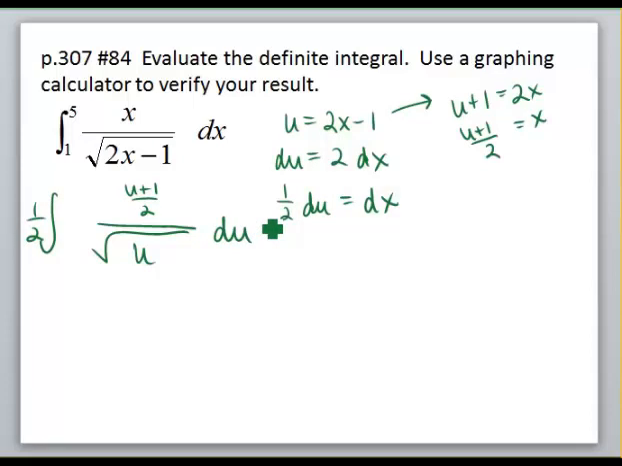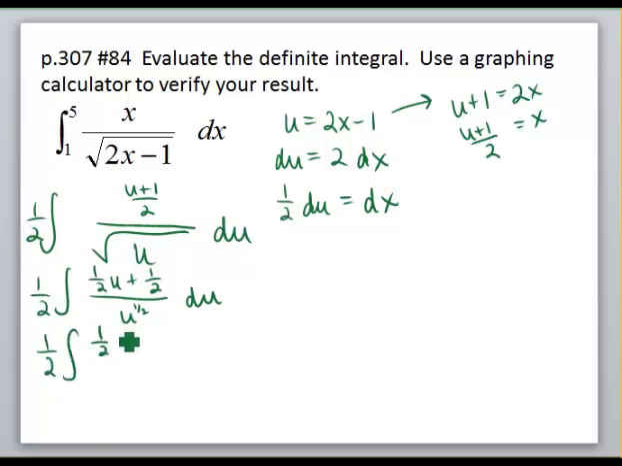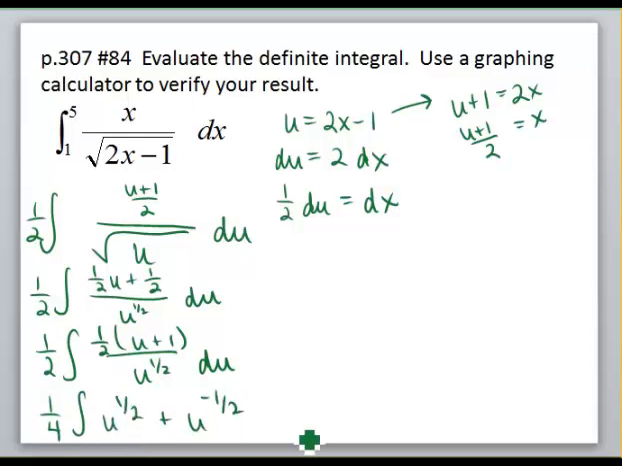So as I look at this, I am going to first rewrite this as 1/2 u plus 1/2 all over u to the 1/2 du. Let's see what this allows me to do. Well, I could actually pull out my 1/2 because there's a 1/2 on each one of these. So I have 1/2, and I'm going to go ahead and rewrite this. 1/2 u plus 1 all over u to the 1/2, just in case you don't see what I'm doing. Now I can pull out my 1/2, which gives me 1/4, and then I can divide each of these off, so I get u to the 1/2 plus u to the negative 1/2.